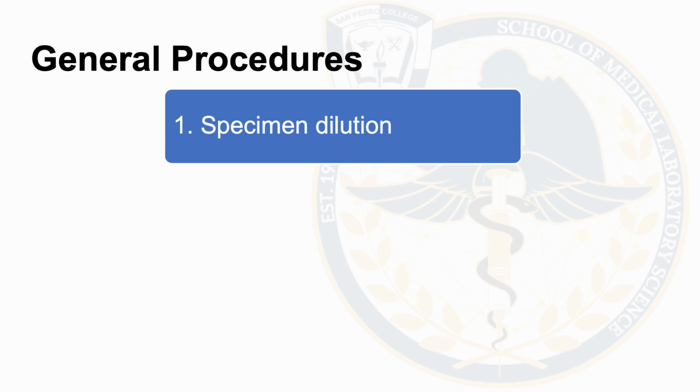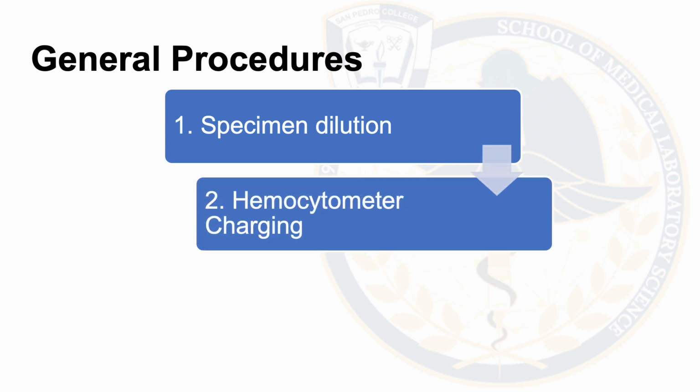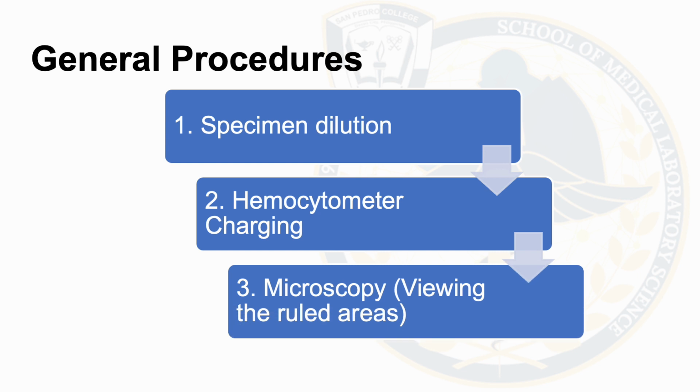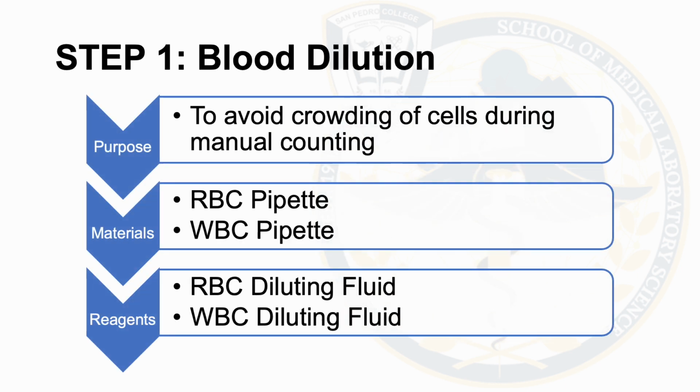After diluting the specimen, you're going to charge the hemocytometer. Charging the hemocytometer means you're going to put a volume of sample into your hemocytometer. That's what we call charging. And the last one is your microscopy, or viewing the ruled areas. All of these procedures, we will be talking about one by one. So let's go to step 1. When you dilute your specimen, it is because you want to avoid crowding of cells during the manual counting.